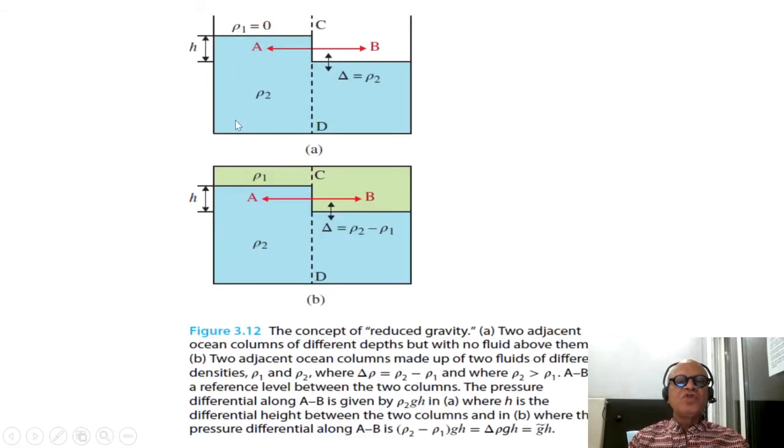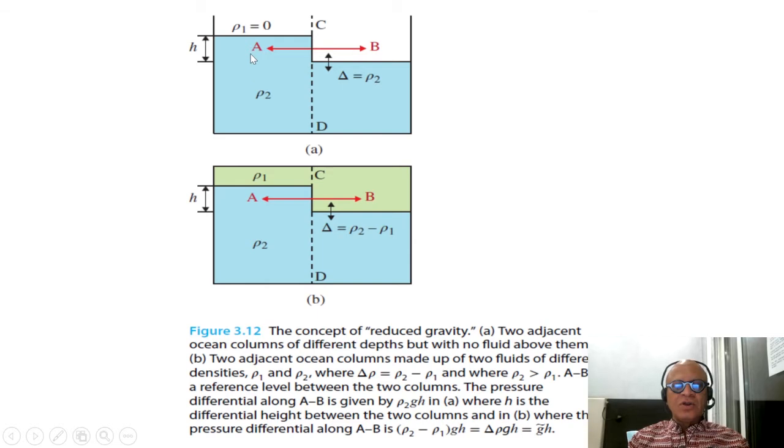Essentially, if you think about two water columns, here there is no fluid above, and this is density rho 2, and you have delta that is related to the density difference. There is no fluid above. So in this case, the reference level between the two columns is this A and B, same as in this case where you have density rho 1 above. Here it's air, so you can assume the density of air to be basically 0 compared to the density of the water.